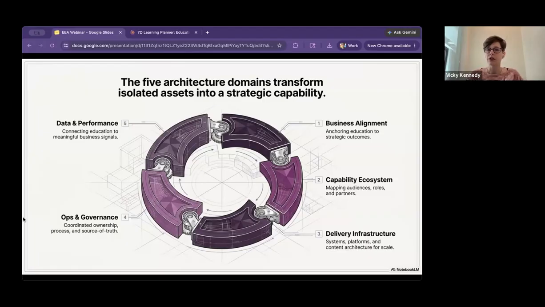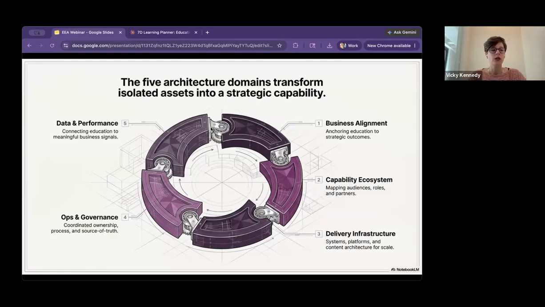Speaking of alignment, the first pillar is business alignment. So this is making sure that all of our education initiatives at an organization, whether it's a small one person doing it or a larger team, are strategically aligned both to a business outcome and to other business programs that are achieving that same outcome.